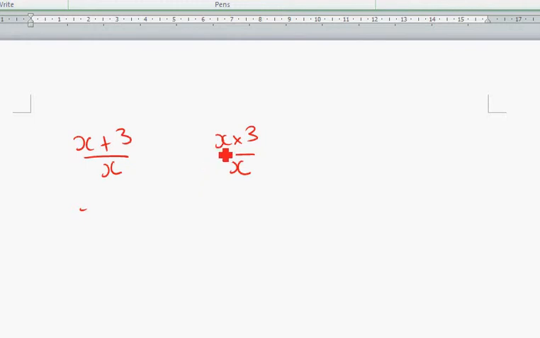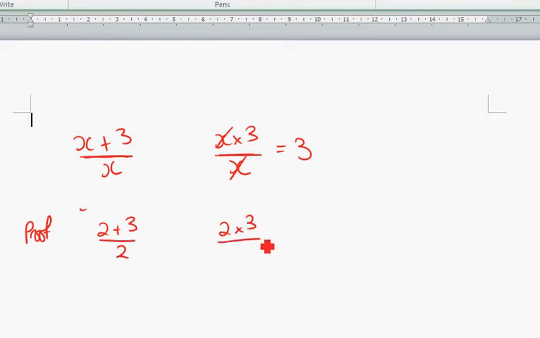You can only cancel top and bottom if you have factors involved. Factors means multiplication, so as in this example we can cancel the x's to leave an answer of 3, but it doesn't work in this case. And for proof of that, we'll let x be something simple like 2. And we'll see which one will give us a correct answer by doing the cancelling.